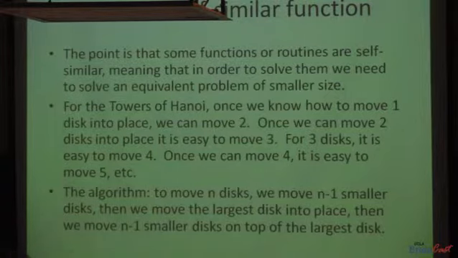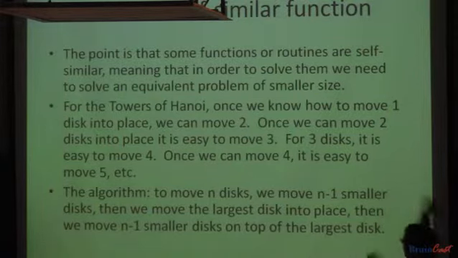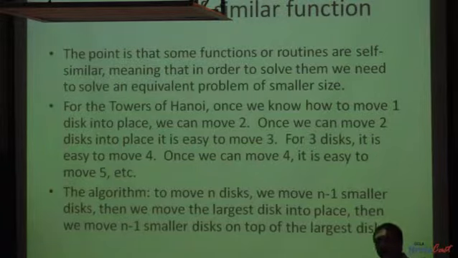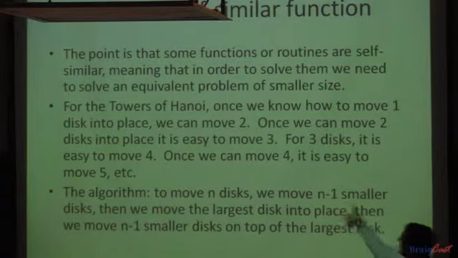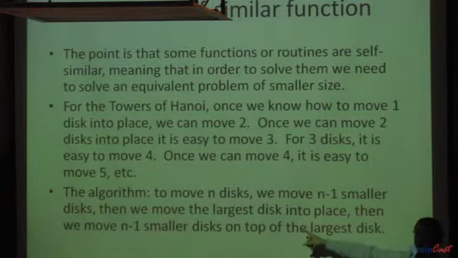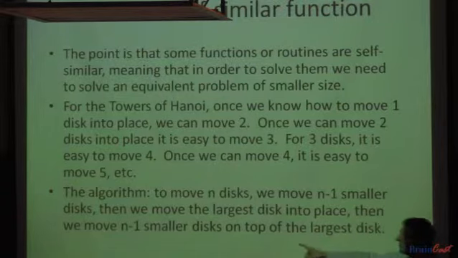For the towers of Hanoi, once we know how to move one disk into place, we can move two. Once we know how to move two disks into place, we can move three. For 3 disks, it is easy to move 4. Once we can move 4, it's easy to move 5, etc., etc. Okay? So the algorithm is the following. If you want to move n disks, where n is any number you fix in advance, just pick whatever positive integer you want, like 20, 100, okay? You move 99 smaller disks, then you move the largest disk into place, and then you move the 99 smaller disks on top of the largest disk.